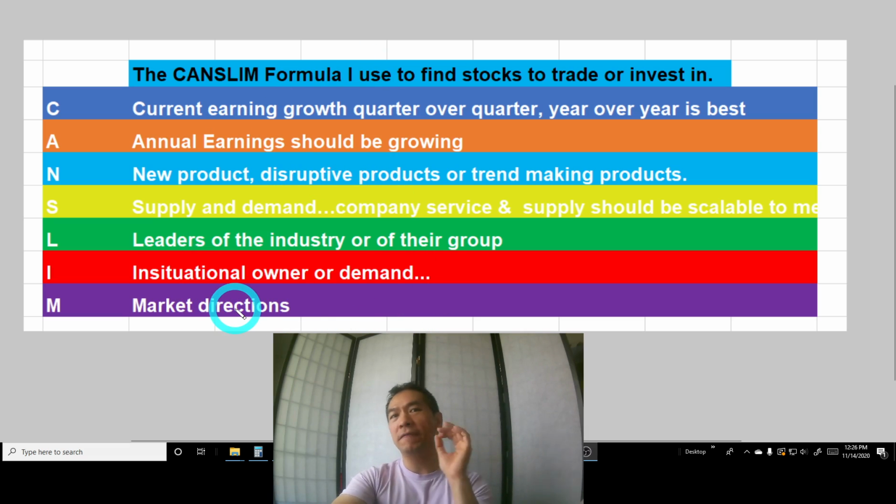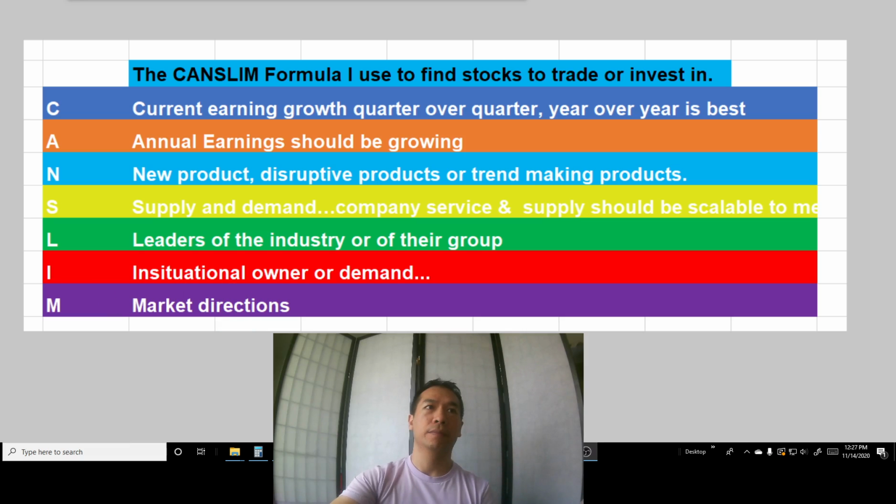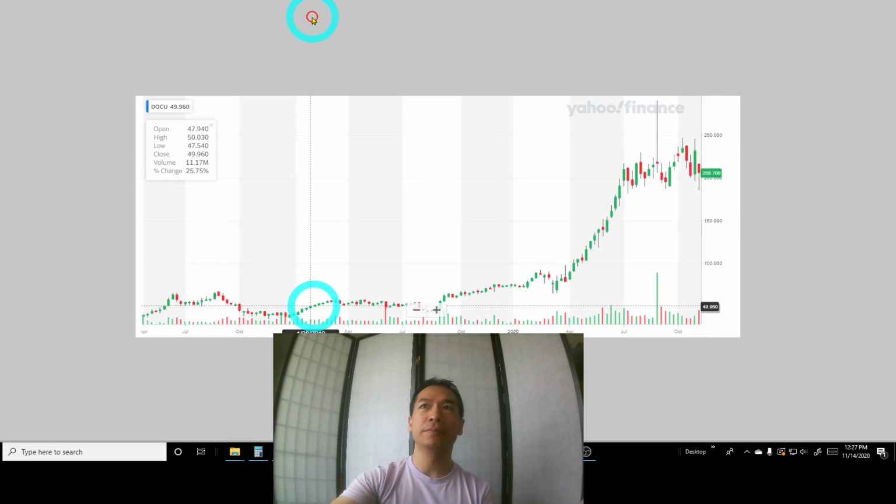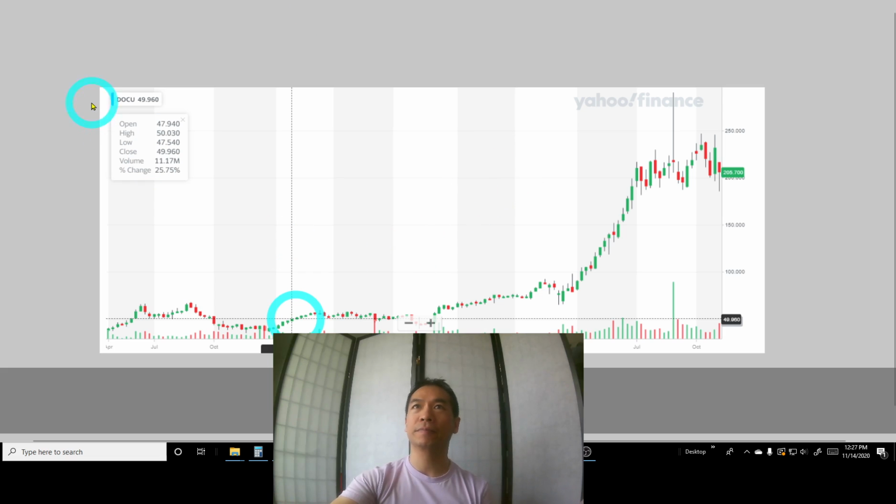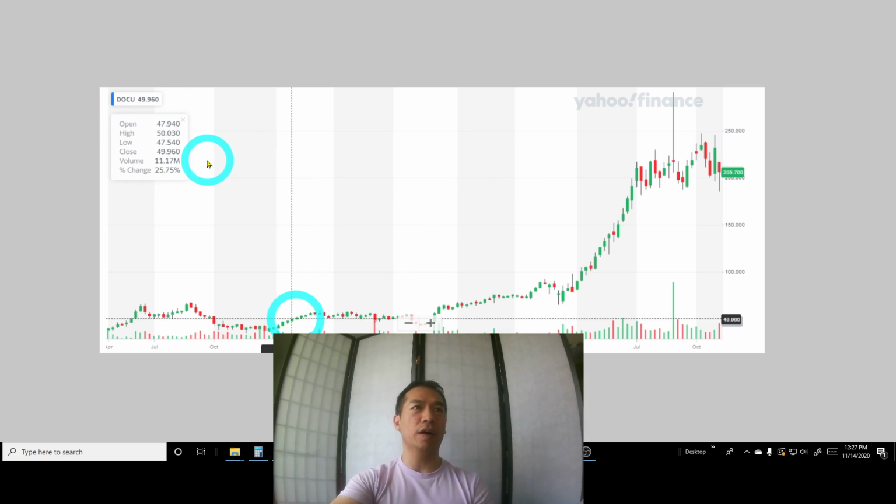Now let me show you 5 examples of stocks that fit the CAN-SLIM formula, and you can see how fast they grow. Okay, the first one up is Docu. Here we go. Docu is in the business of signing documents over the internet. They are very safe and secure. As you can see, their price was hovering up and down in the 50s, 45, 60-ish, right?